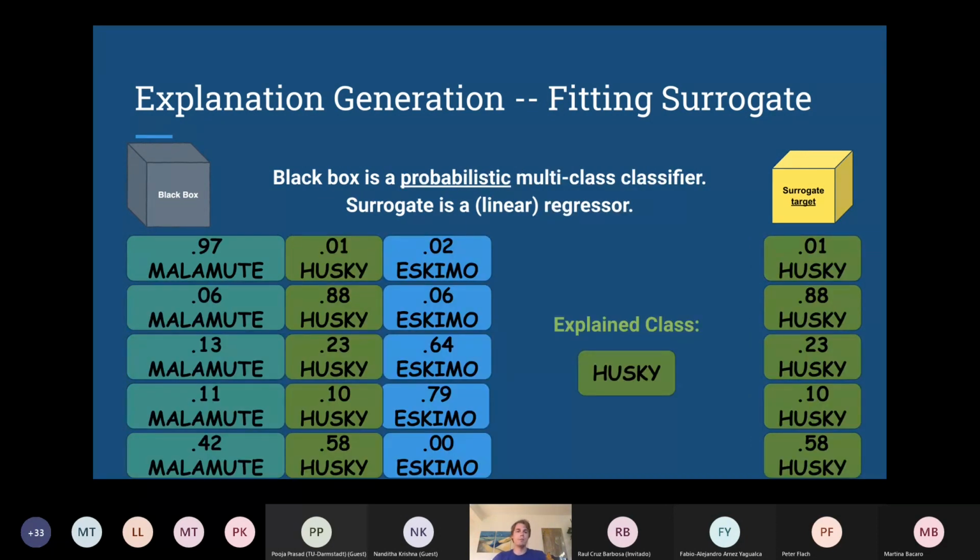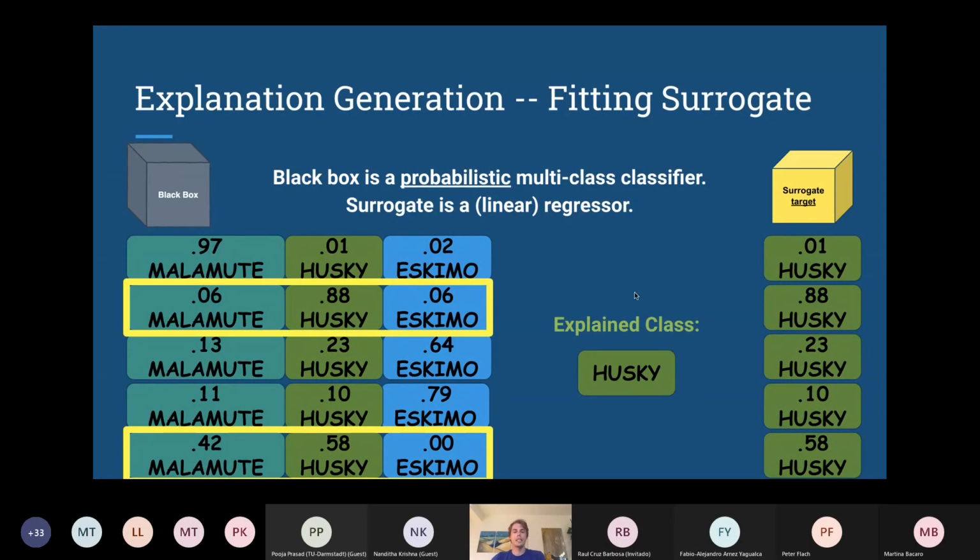But what if our black box is a probabilistic multi-class classifier? Then instead of just pure predictions, we get probabilities. Arguably, we could use argmax and then follow the procedure that I outlined a moment ago, but we would be losing a lot of information. So in this case, instead of using a linear classifier, we use a linear regressor and regress on the probability predictions of our black box.